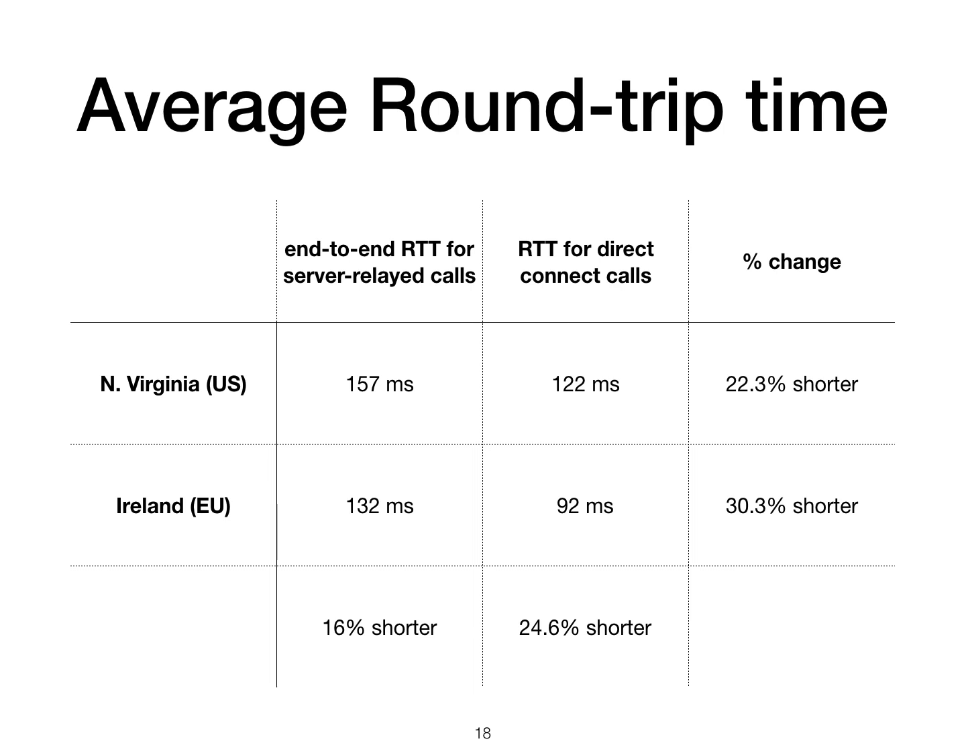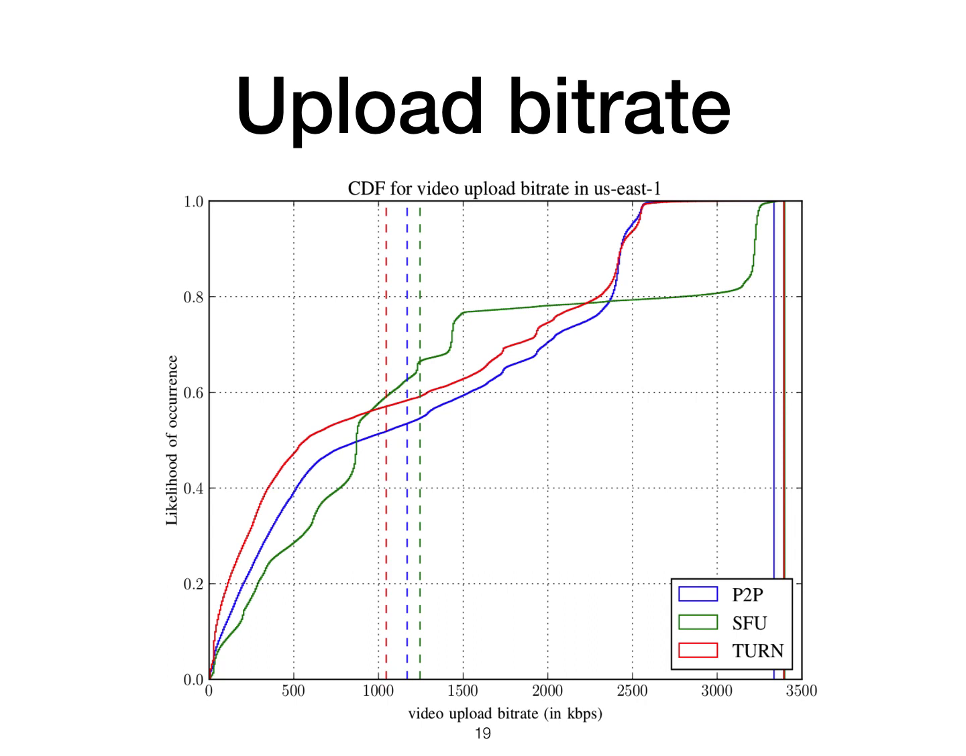So if you're having a peer-to-peer call in Europe, chances are that you will have a pretty short RTT, whereas if you're having a relayed call in the US, chances are that you have a pretty long RTT. Next, we have the upload bitrate cumulative distribution that exhibits a bit more interesting behavior.